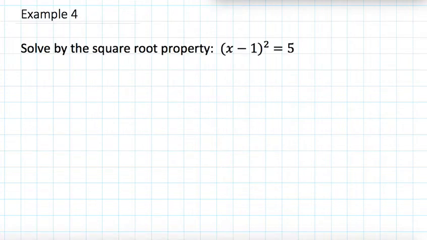Next, we're going to look at example 4, and this one looks a little bit different because we have parentheses, and it says solve by the square root property. What I need to remember about order of operations is that parentheses come first. That means that when I'm solving for x, I'm going to undo the parentheses last. So I'm going to get rid of the squared before undoing the parentheses. What I'm going to do first is take the square root of both sides.